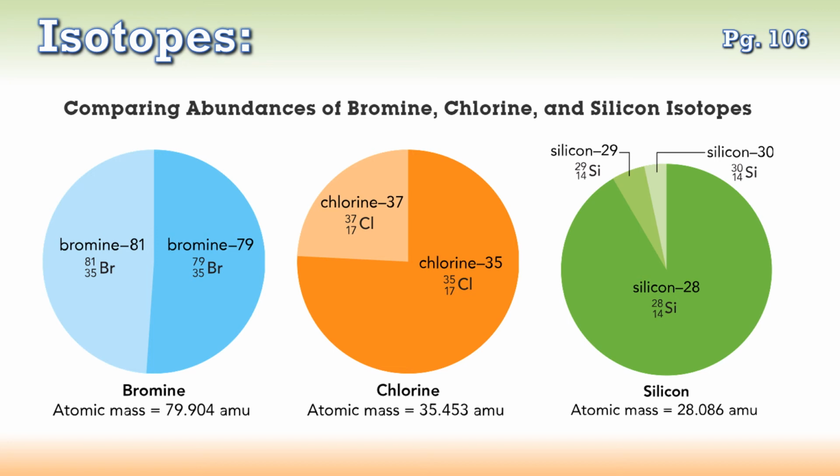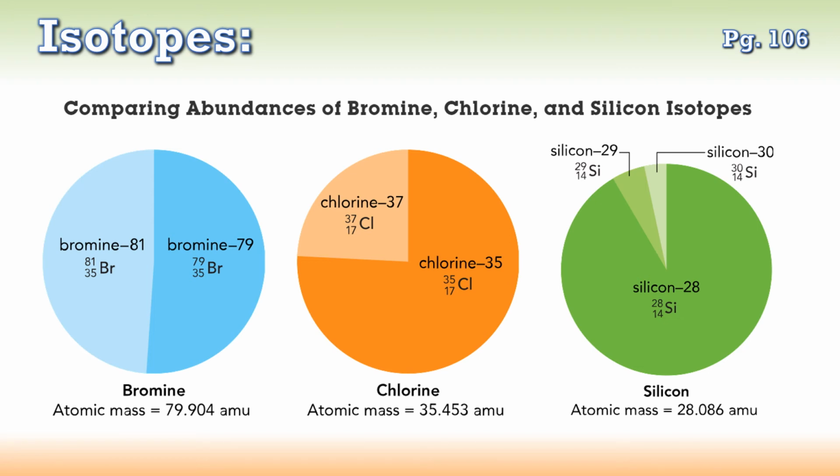Now, if every bromine atom was bromine 79, the atomic mass of bromine would be precisely 79. But as you can see, it's not. It's 79.904. That's because nearly half of a sample of bromine is another version of bromine, bromine 81, which instead of having 44 neutrons has 46. And we account for those extra masses in our calculation for the atomic mass of the substance. Because in any sample of bromine, a certain percentage will be bromine 79, a certain percentage will be bromine 81.